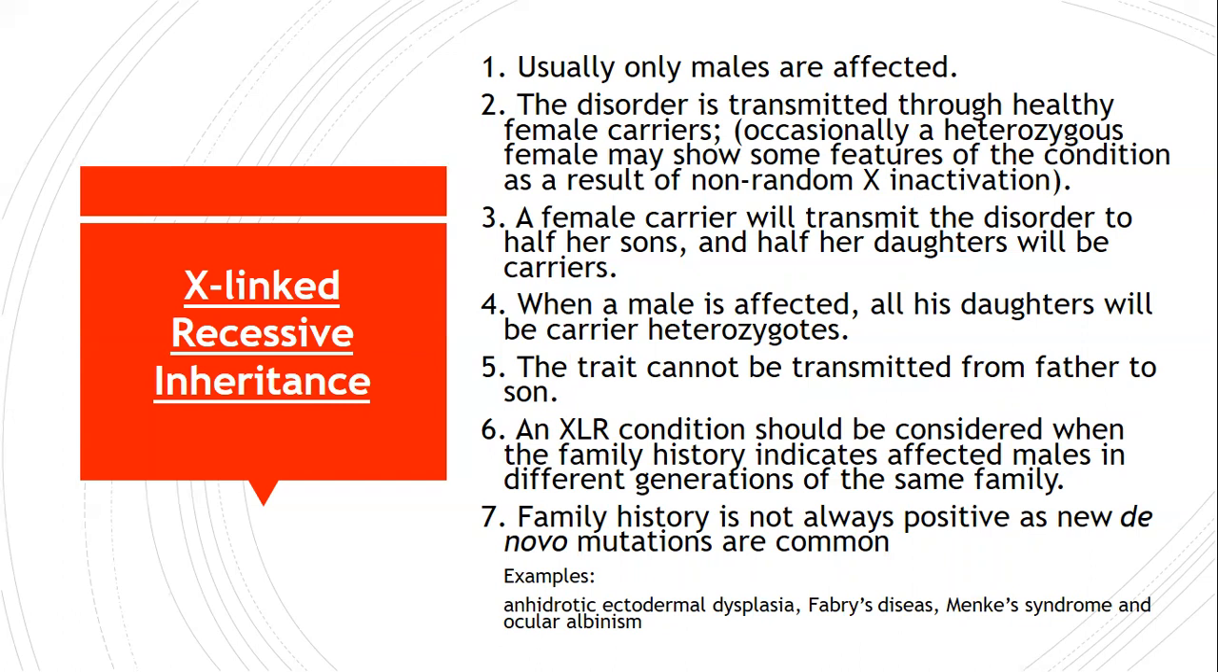The trait cannot be transferred from father to son because it's an X-linked trait. So the inheritance will not be seen from fathers to sons. However, it can be transferred to the daughters. An X-linked recessive condition should be considered when the family history indicates affected males in different generations of the same family. Family history is not always positive, as new de novo mutations are common. Examples include anhidrotic ectodermal dysplasia, Fabry's disease, Menkes syndrome, and ocular albinism.